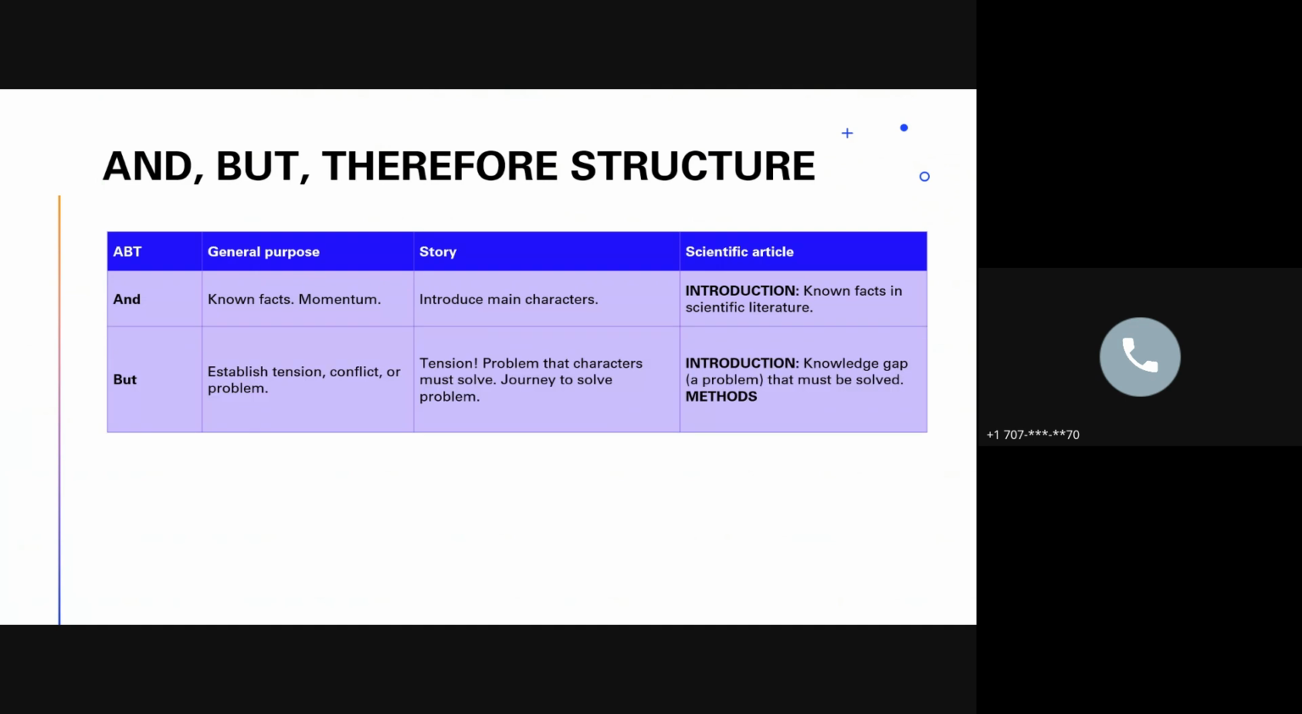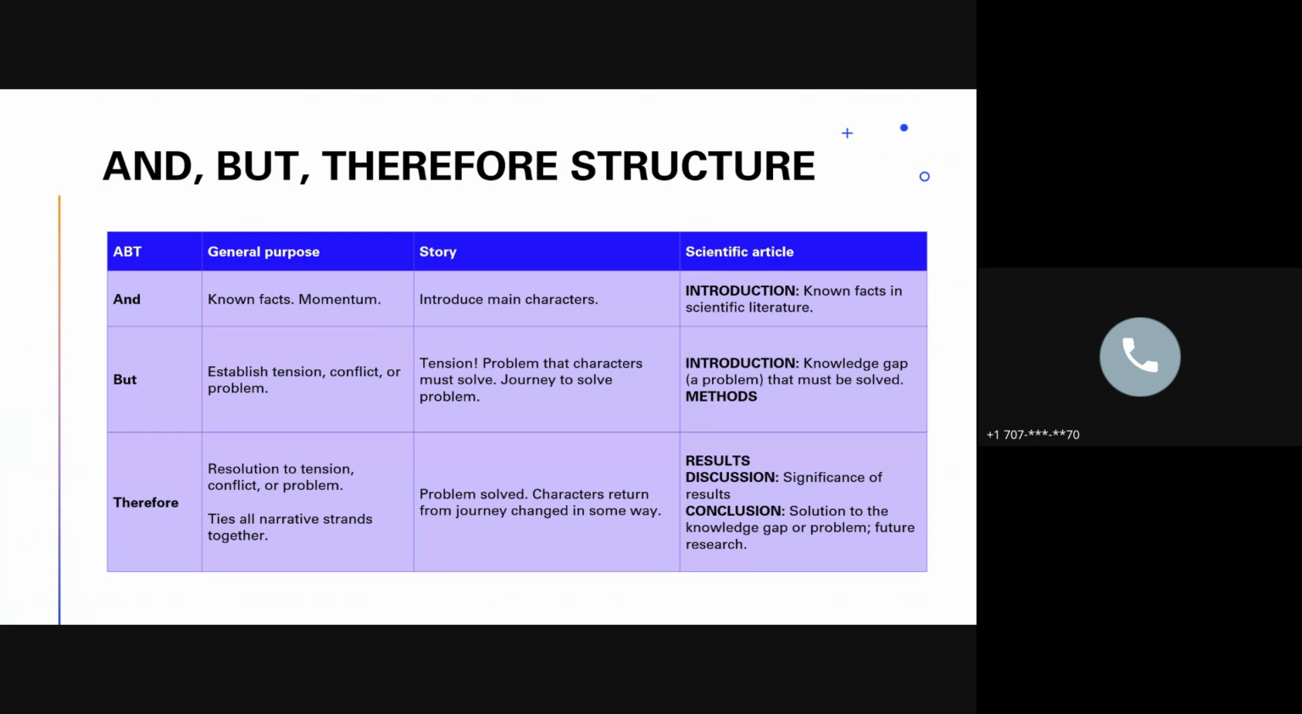The general purpose of the "but" is to establish the tension, the conflict, the problem. So we start with the and: we know this, and we know this, and we know this, but here's something we don't know. In the story, this is the tension. This is the problem the characters must solve. This is the journey to solve the problem. In a scientific article, this looks like the introduction and the methods.